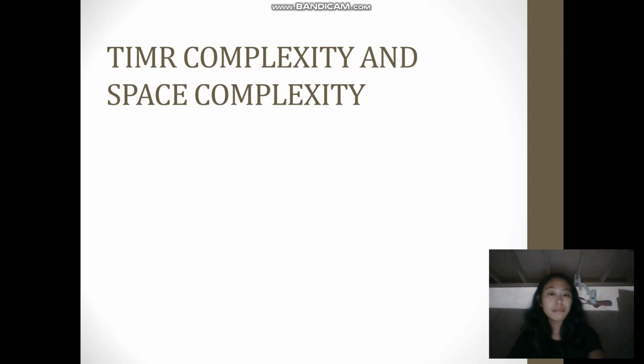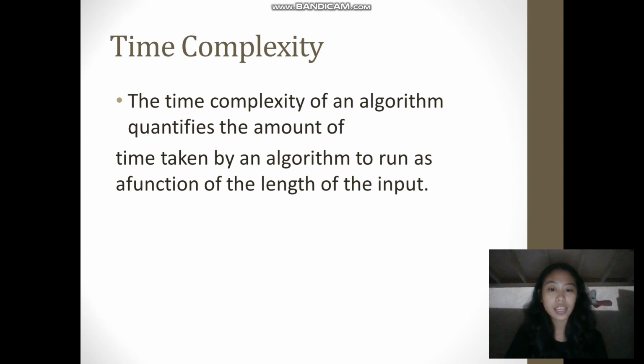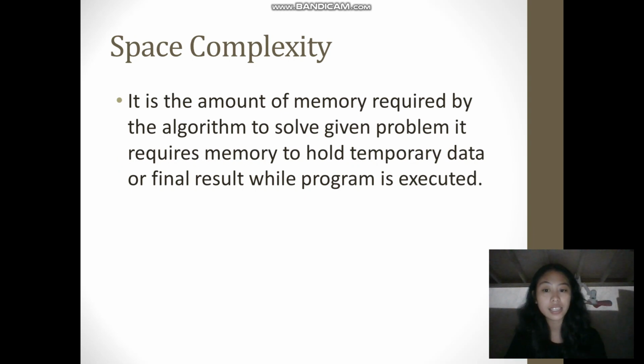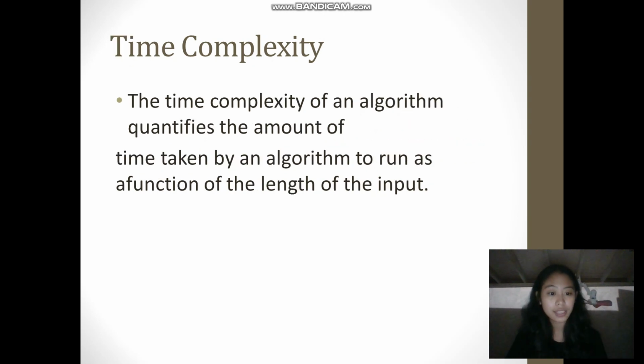So the time complexity and space complexity. Time complexity of an algorithm quantifies the amount of time taken by an algorithm to run as a function of the length of the input. And space complexity is the amount of memory required by the algorithm to solve a given problem, as it requires memory to hold temporary data or the final result while the program is executed. We can find this time complexity in our code.